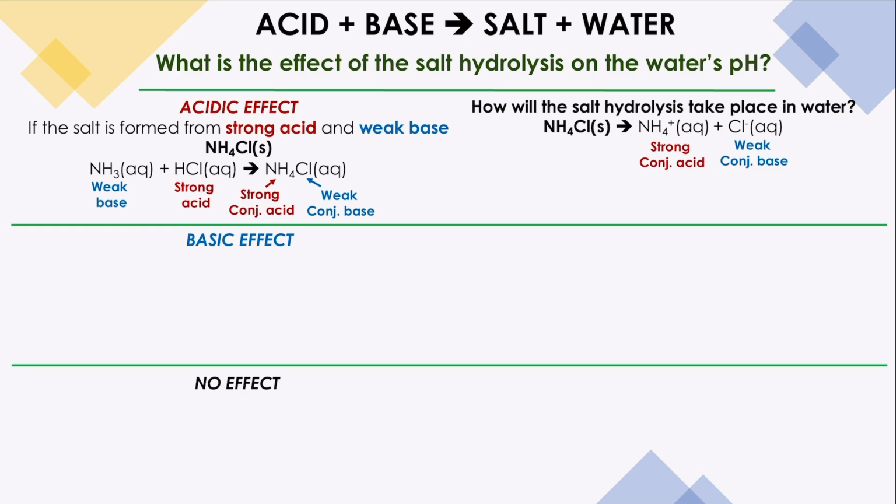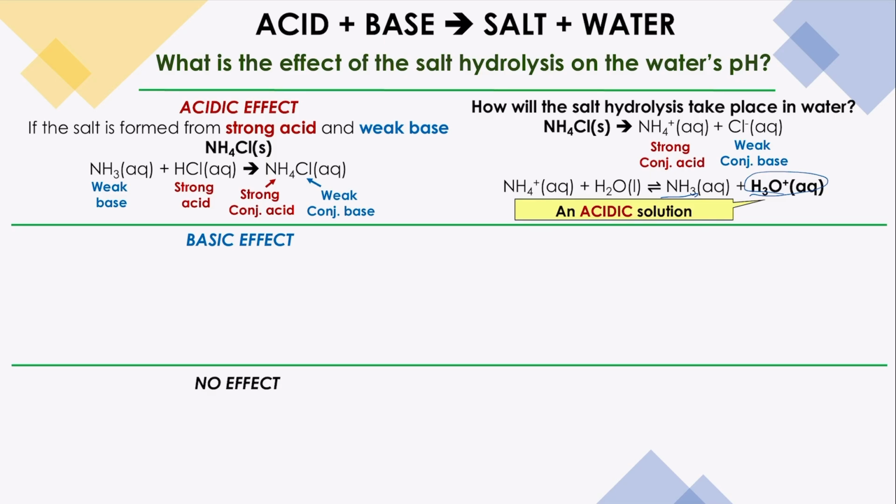We already know that a strong acid dissociates in water to produce hydrogen ion, and this is what will happen. NH4+ will dissociate in water to produce H+ that will make NH3 and of course H3O+, which will make the solution acidic. So this is the first scenario.